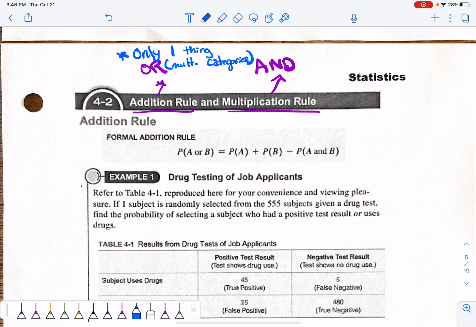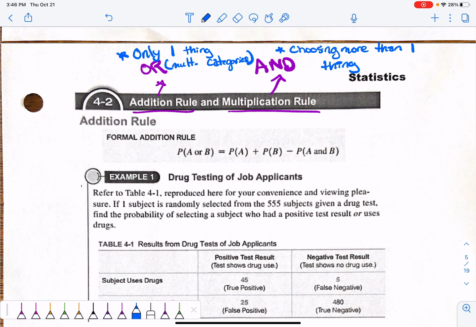Like I want to choose a boy or a sophomore. I'm only choosing one person, but I am choosing from multiple categories. The word and, you are choosing more than one thing. So maybe I'm pulling two cards, or I'm choosing two people, or I'm flipping two coins, that type of thing. So those are ands and those are ors: only one thing, or choosing more than one thing.